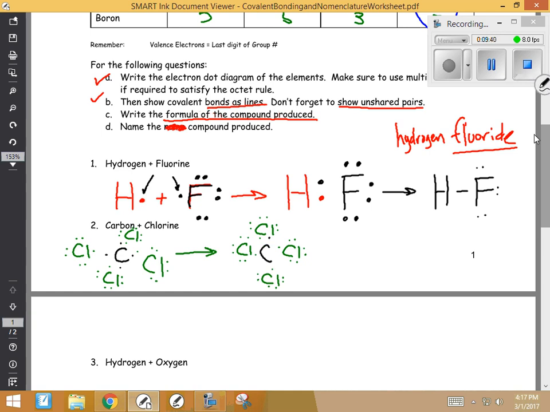And we're going to name it. Carbon has 4. Now, that is what is produced when 4 chlorines react with carbon. You'll notice that each chlorine atom has 8 electrons, and carbon has 8 electrons. Okay, covalently bonding. We can also show that as with lines here. Each of those lines represents a covalent bond, and don't forget the unshared pairs.